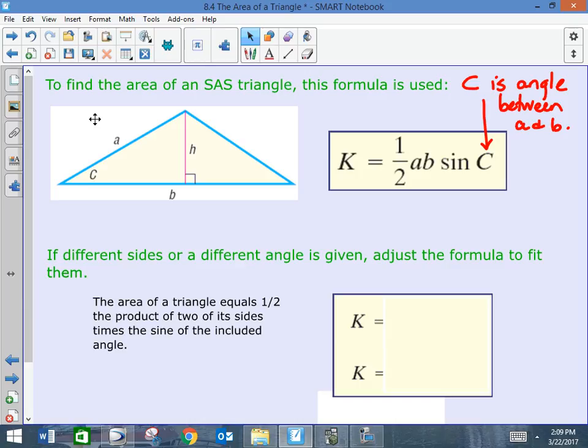Isn't anybody going to ask me why they call it K? I don't know. Probably the best letter in the alphabet. I know why you don't call it A, because A is already in the formula, and we usually identify our triangle with ABC. So I know that's why they don't call it A, but I don't know why they call it K. So thank you for asking.